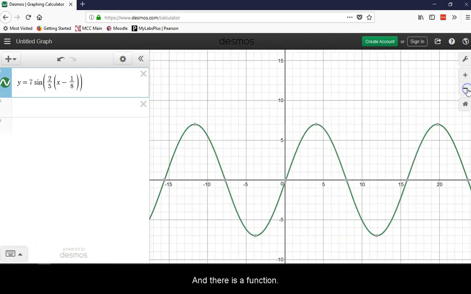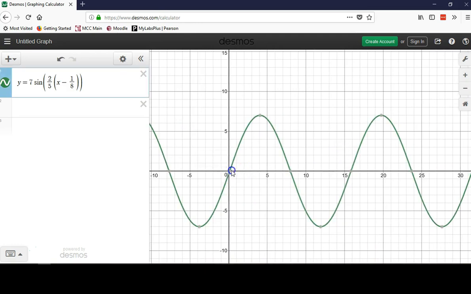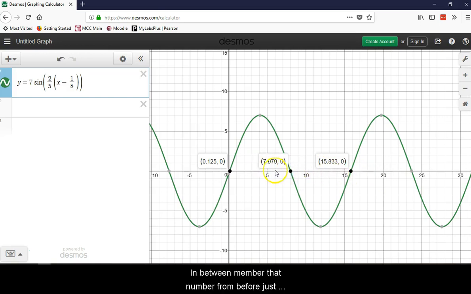It's really, really big, so I'll make it smaller. Let's see, there's the 1/8. 5pi plus an 1/8. In between, remember that number from before, just before the 1/8? There's your 4. And then it should be these, let me think about this. It should be this number plus the 4, right? Yeah.